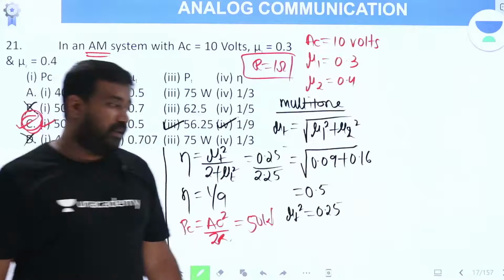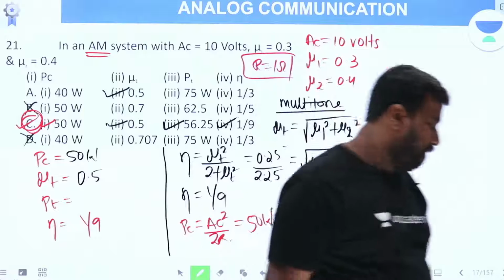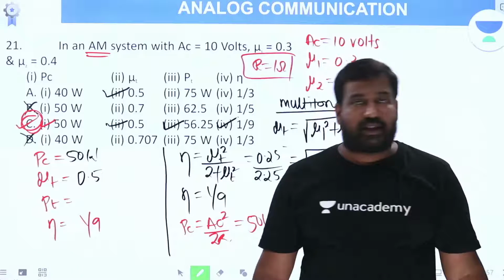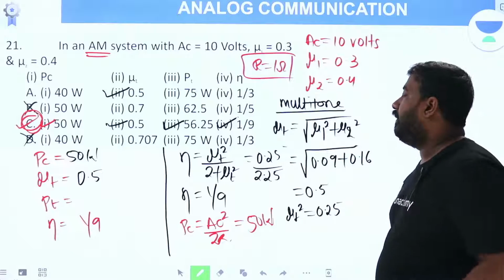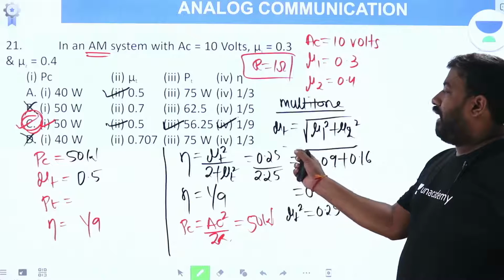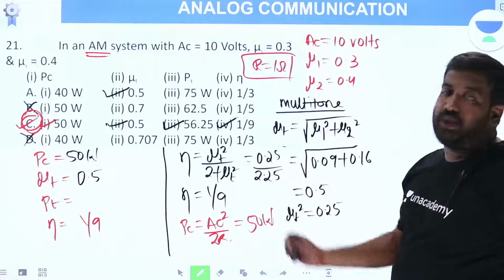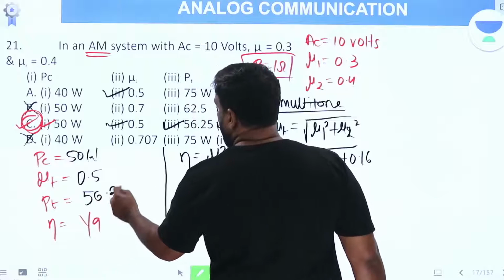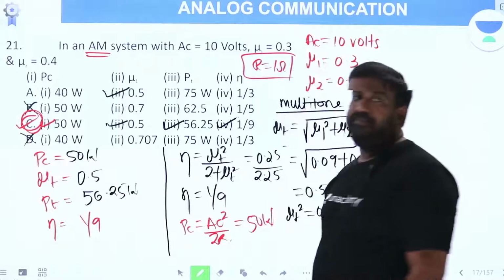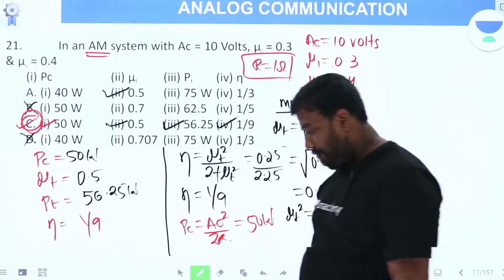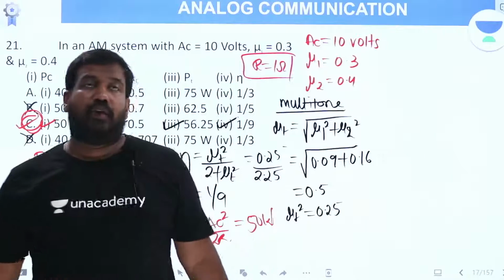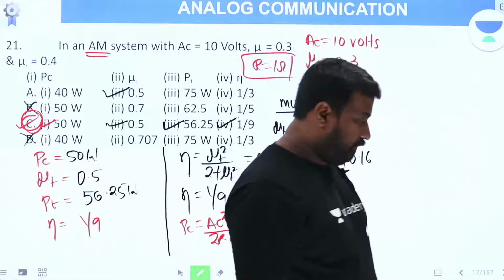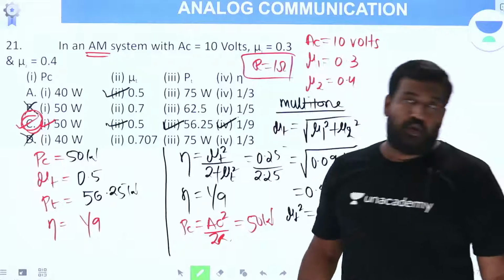Clear? This is how you need to find the concept of calculating carrier power, mu, eta and total power. Total power you got as 56.25 watt. Is that clear? Now, we'll go on to the next question.